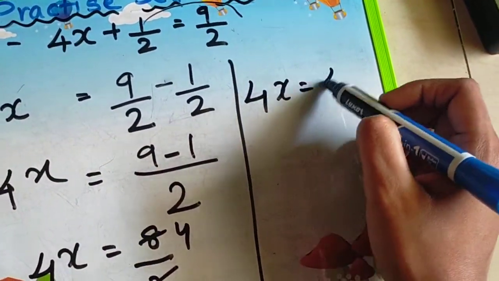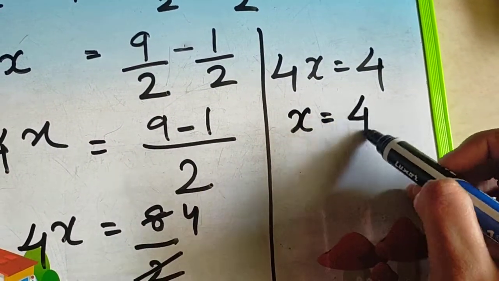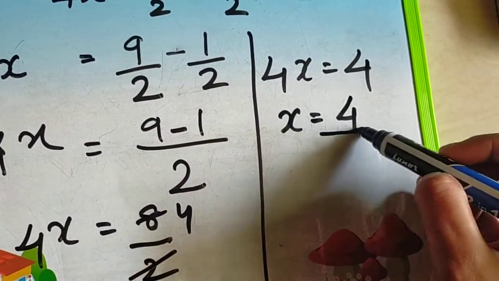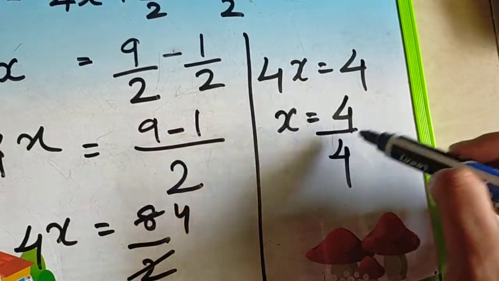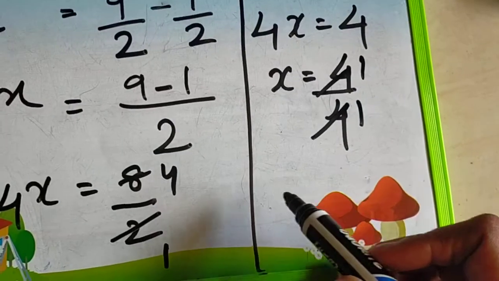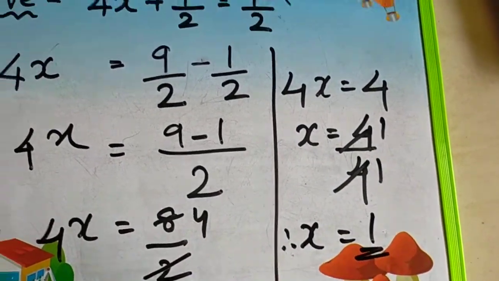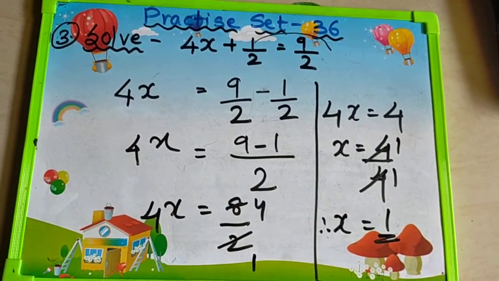4x is equal to 4. Yes, so now x we will keep here only, and we will bring this 4 to this side and divide. So it will become 4 upon 4. So 4 ones are 4 and 4 ones are 4. So what is the final answer? Therefore x is equal to 1. So this is the final answer.